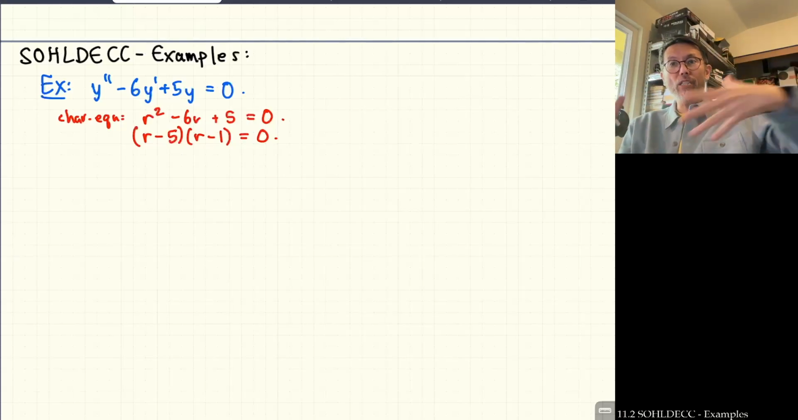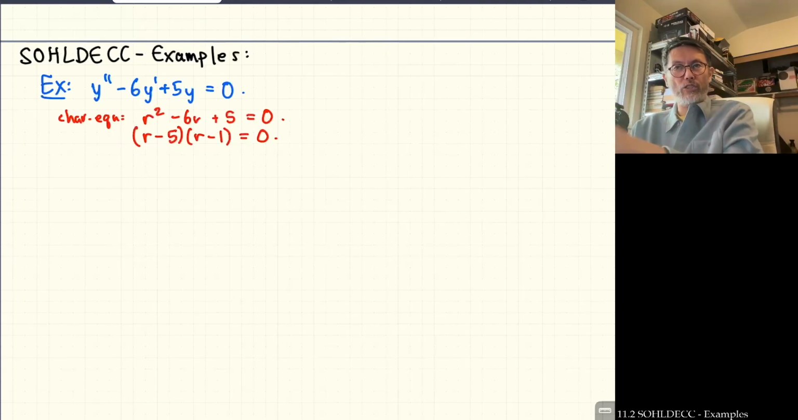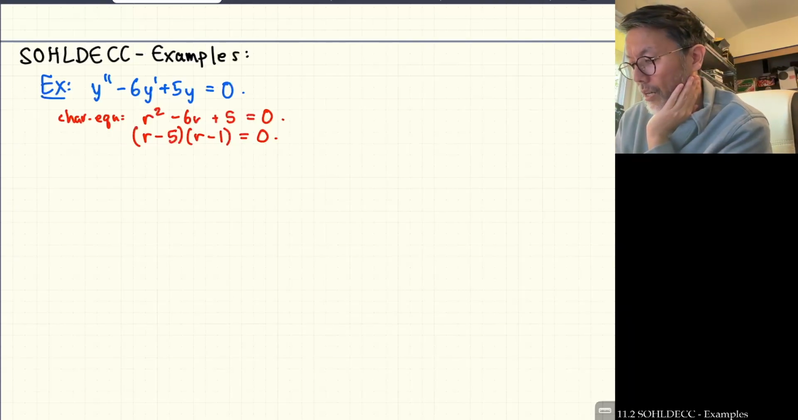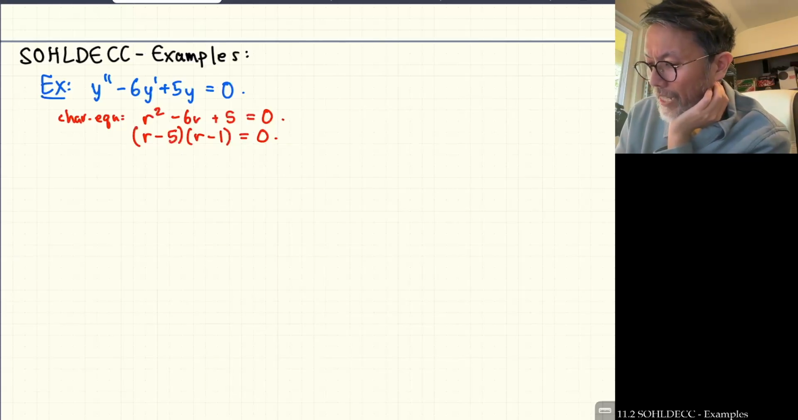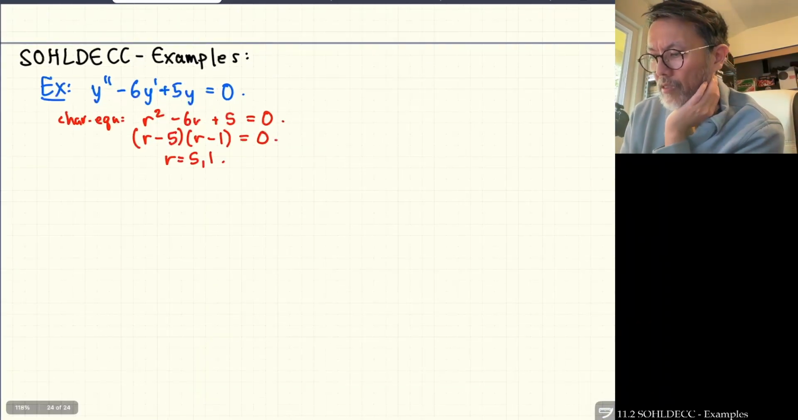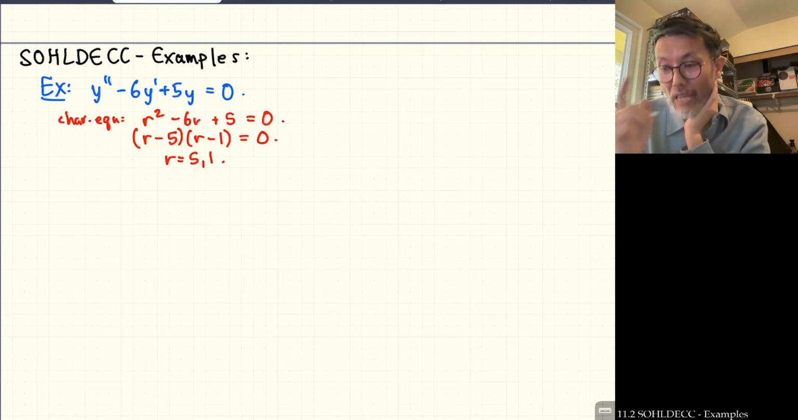And so you don't need to resort to the quadratic equation. You can just go immediately to factoring if that's your preferred way. All right. And of course, what this implies by the zero product property is that r is equal to 5 or 1.